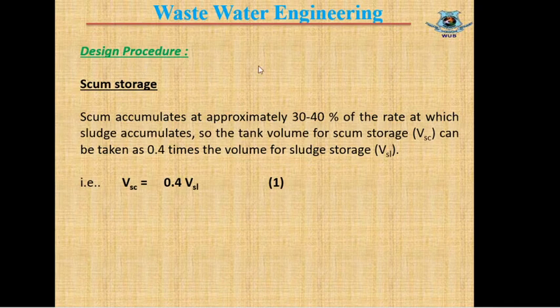Let's see the design procedure of septic tank. First item is scum storage. Scum is the lightweight particles that will store at the top of the septic tank, and scum normally accumulates at 30 to 40% of the rate at which sludge accumulates. That means scum will be 30 to 40% of the sludge, and sludge is the particles that will settle at the bottom of the tank.